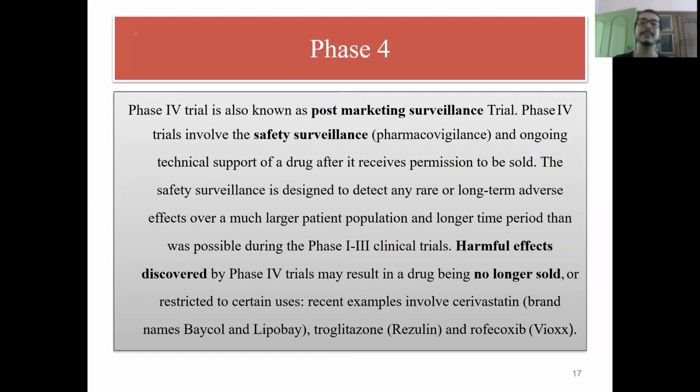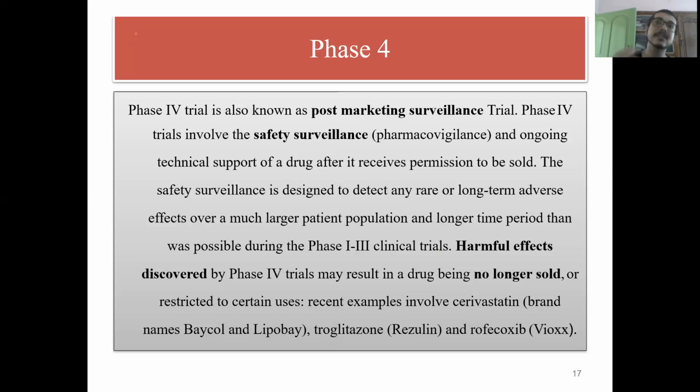Phase 4, as I said, is post-marketing surveillance. Once it has passed phase 3, it will be shown to the market. For example, with the COVID-19 vaccine, if the phase 3 trial is passed, then it will come to the market and be available not everywhere, but at certain clinics or certain hospitals. From there we have to take the vaccination. And there will be a team. They will see whether any of the people is suffering from any issues after taking the vaccine, so that they will be jotted down and noted down.